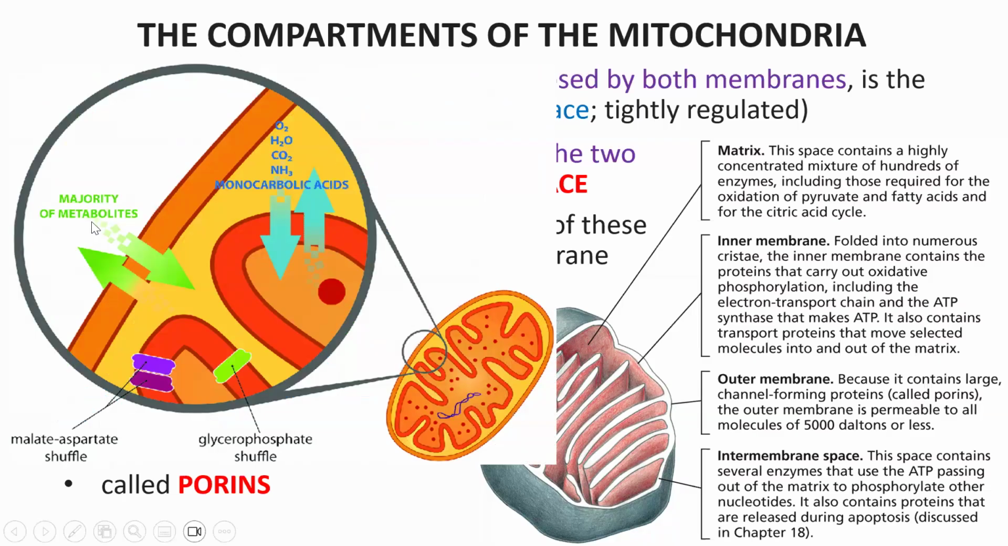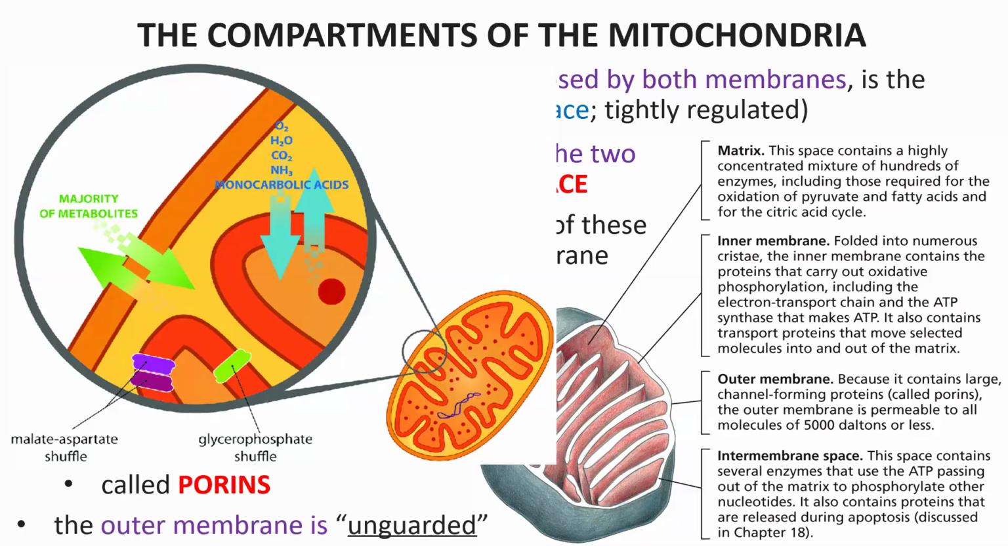So metabolites are getting into and out of the outer membrane, into this intermembrane space. And then most of those molecules are very quickly grabbed by additional porins that are in the inner mitochondrial membrane and brought into the matrix. So this region here would be the matrix. This region here would be the matrix. This is the inner membrane, intermembrane space, outer membrane.